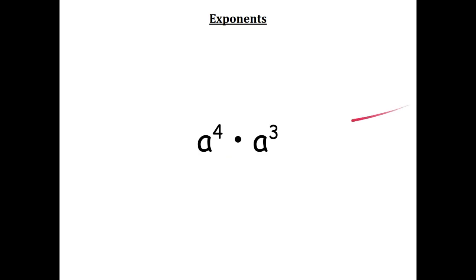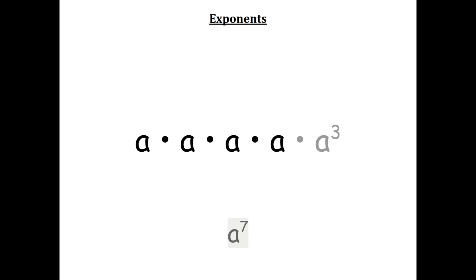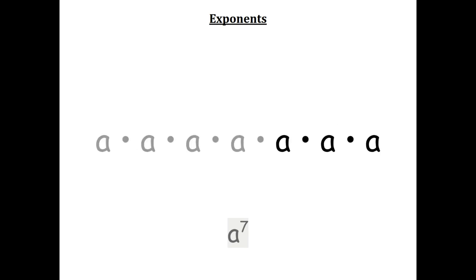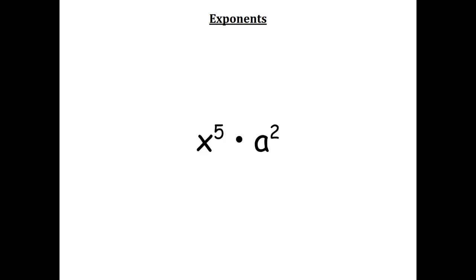a^4 times a^3, they have the same base, so therefore you just add the exponents. a^4 times a^3 will therefore be a to the 7th power. The reason why that works is because a^4 is a times itself 4 times, and a^3 is a times itself 3 times. We now have 7 a's, so therefore it's a to the 7th.